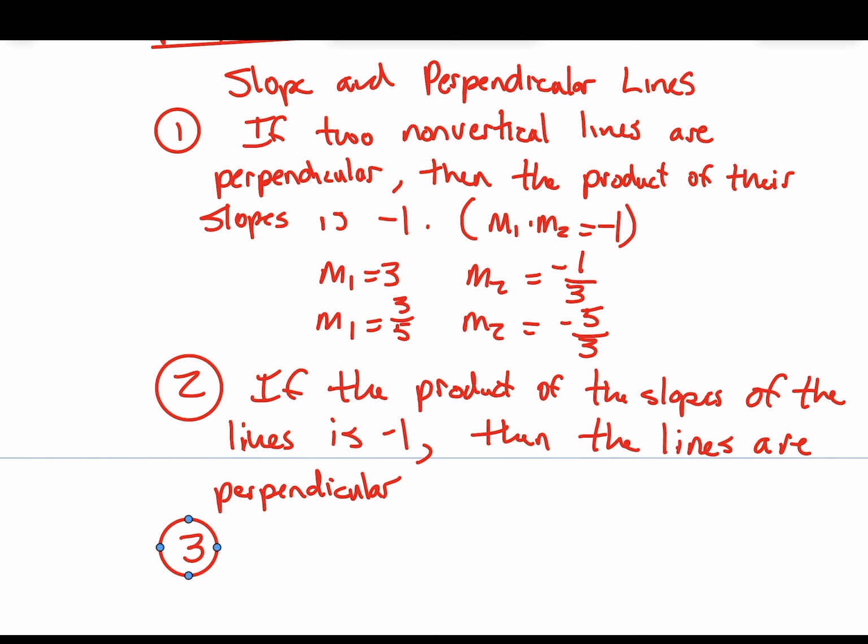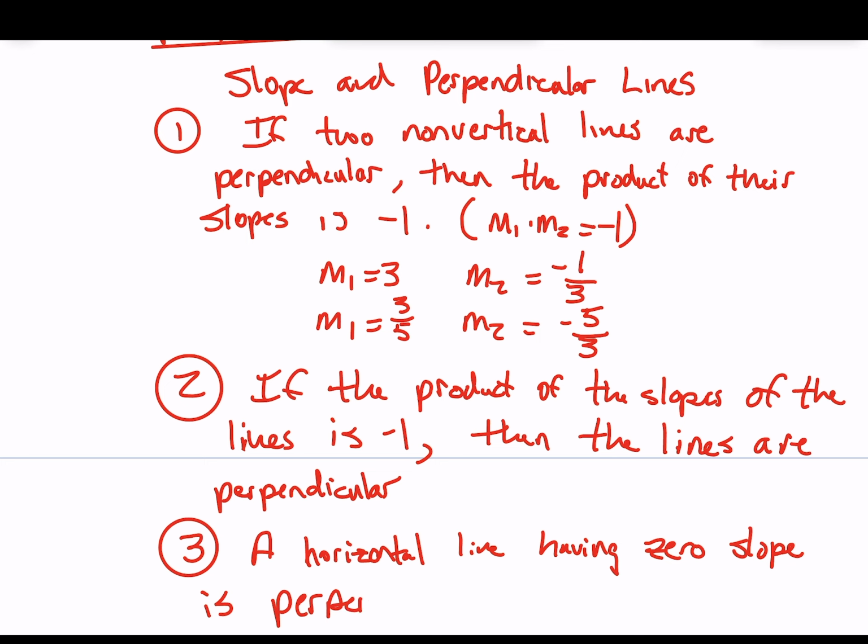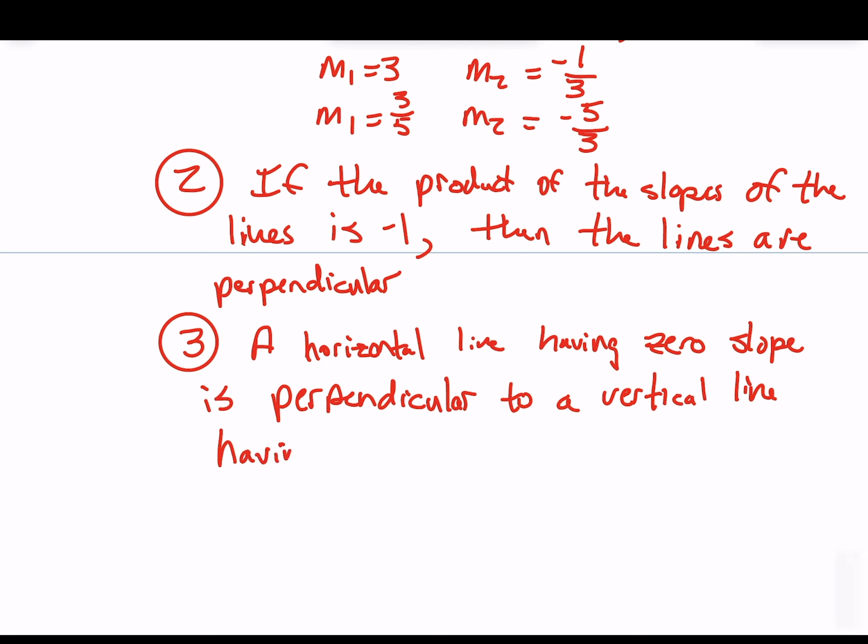And finally, a horizontal line having 0 slope is perpendicular to a vertical line having undefined slope, and vice versa. Okay, let's do one last example.